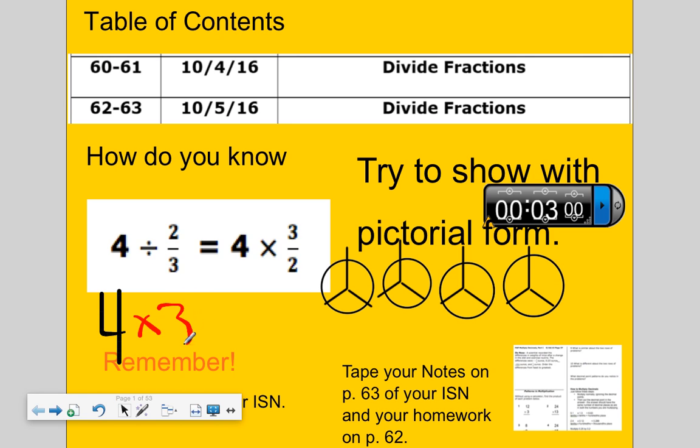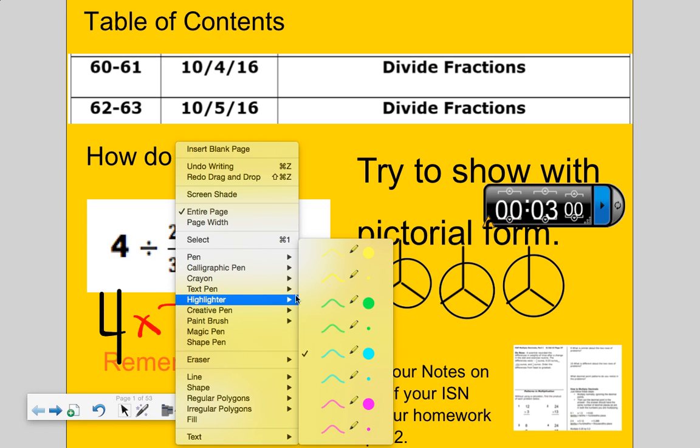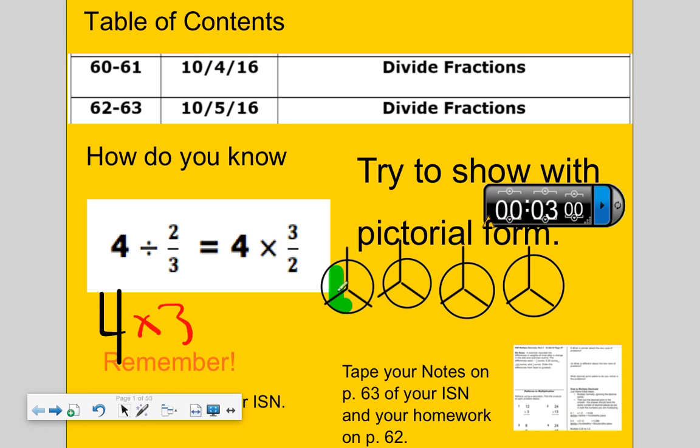How many pieces do I have so far? 4 times 3 is 12. Now, I need to figure out how many 2/3 go into 4. So I need to divide them or group them into, use the highlighter, group them into 2. This is a group. This is a group. This is a group of 2/3, 2/3, 2/3, 2/3.